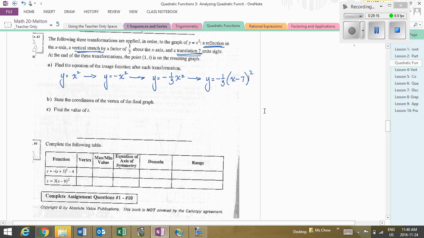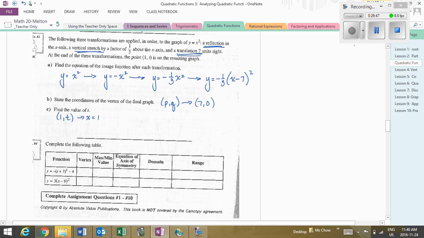So the coordinates of the vertex, well then the vertex is always going to be (p, q). So in this case, p is equal to 7, q is 0. So if I'm talking about the value of t, what are we looking for? We're looking at when x is equal to 1, so (1, t) means that x equals 1.